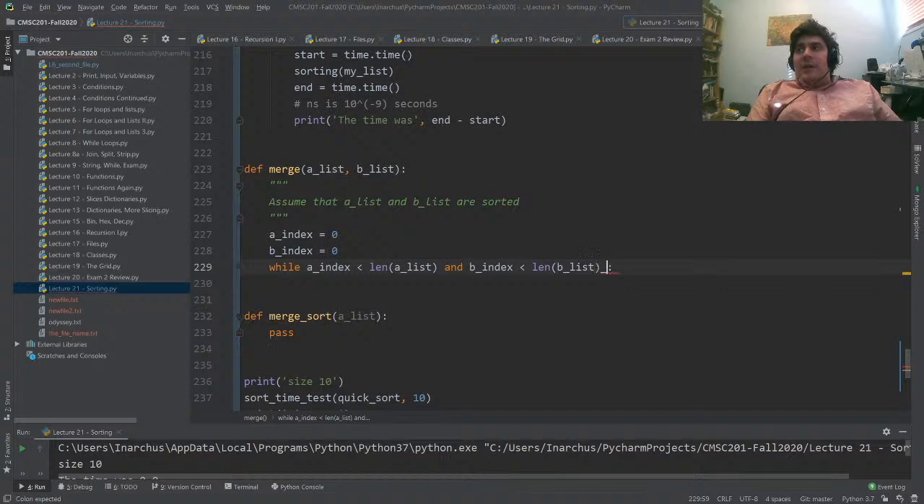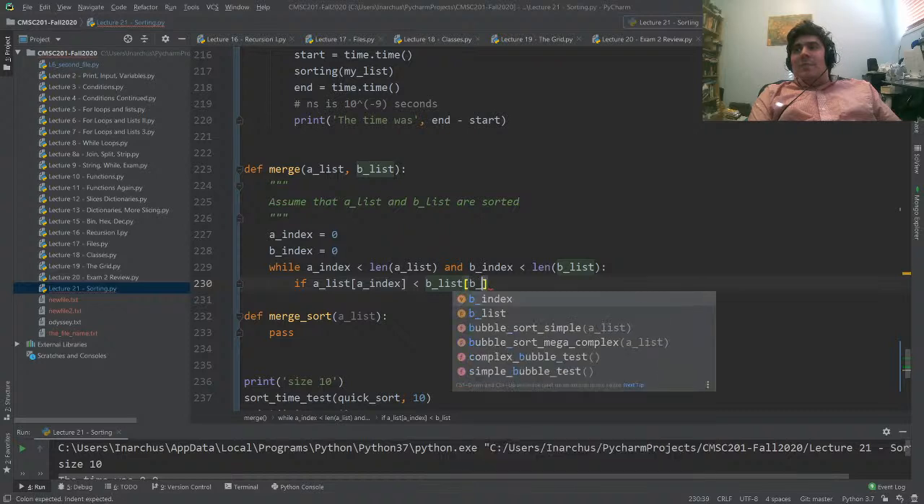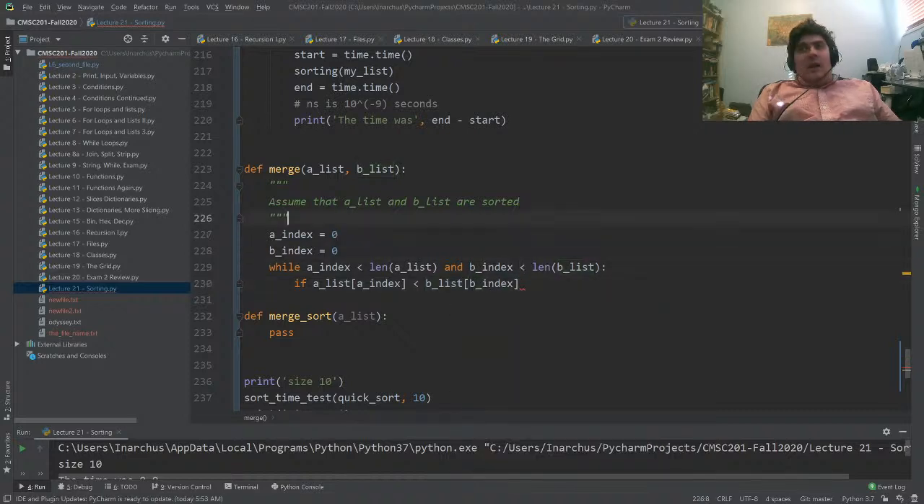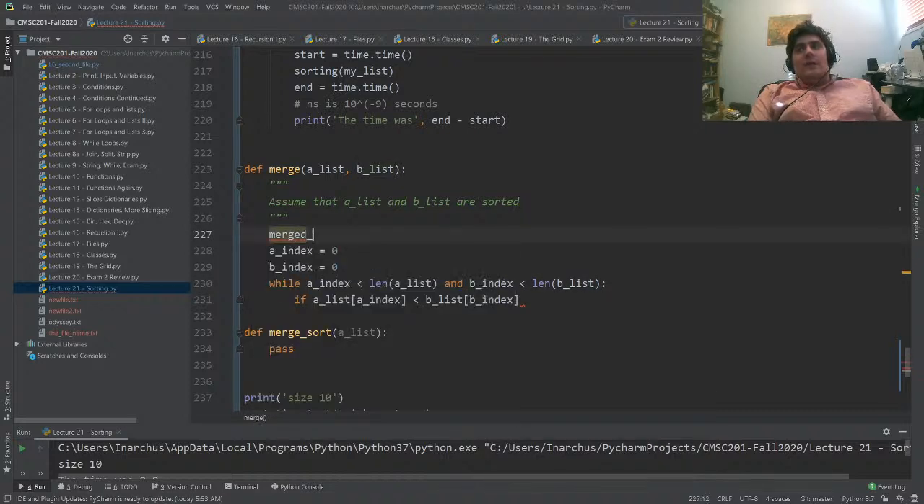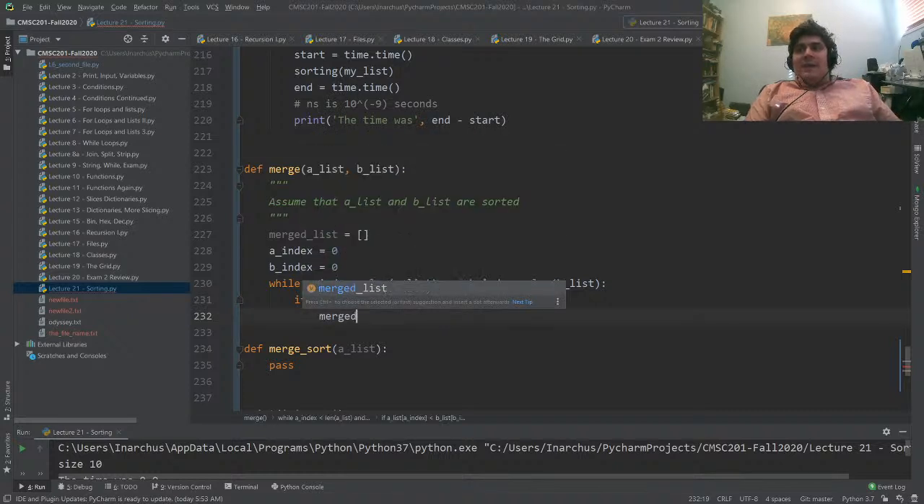There we go. Okay. Then what we're going to do is say if A list at A index is less than B list at B index. Let's say merged list equals empty list. So what we're going to do here is we are going to say merged list dot append.